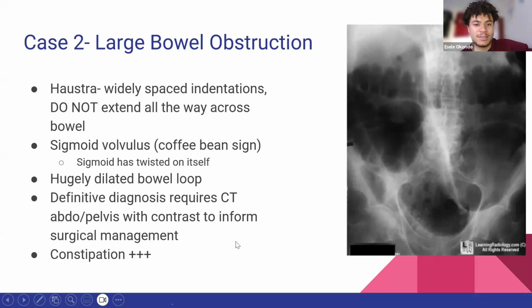The definitive diagnosis for large bowel obstruction requires CT abdomen-pelvis, and that helps to inform surgical management. And the key thing with your large bowel obstruction is you'll have absolute constipation.